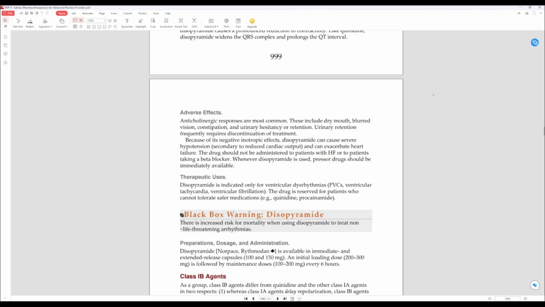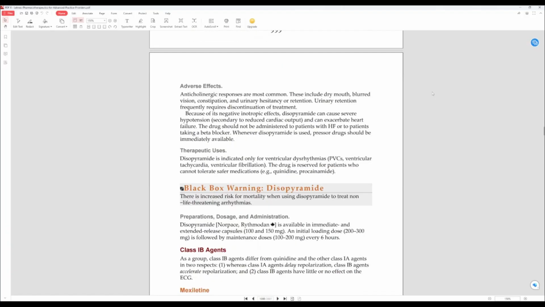So, our adverse effects. Anticholinergic responses are the most common. These include dry mouth, blurred vision, constipation, and urinary hesitancy or retention. Urinary retention frequently requires a discontinuation of treatment.